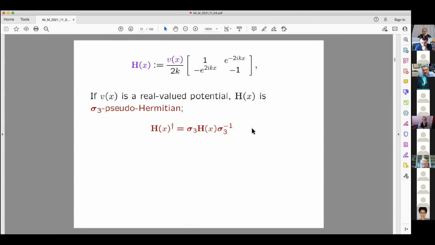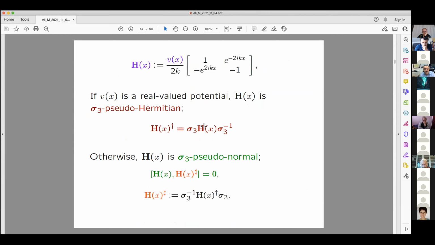This Hamiltonian, it's easy to see that it is not Hermitian. If the potential is real, you can show that it's pseudo-Hermitian. It's sigma 3 pseudo-Hermitian, which means it satisfies this condition. And if the potential is complex valued, which I also consider, then it is what is called sigma 3 pseudo-normal, which means that the Hamiltonian commutes with its pseudo-adjoint, and the pseudo-adjoint is defined by the sigma 3.